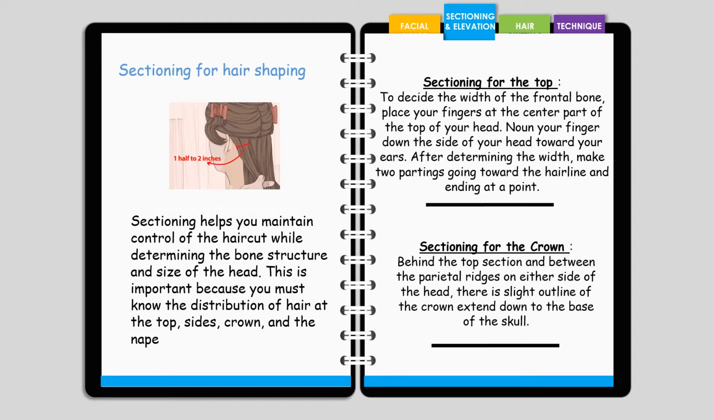Sectioning of the crown. Behind the top section and between the parietal ridges on either side of the head, there is a slight outline of the crown extending down to the base of the skull.